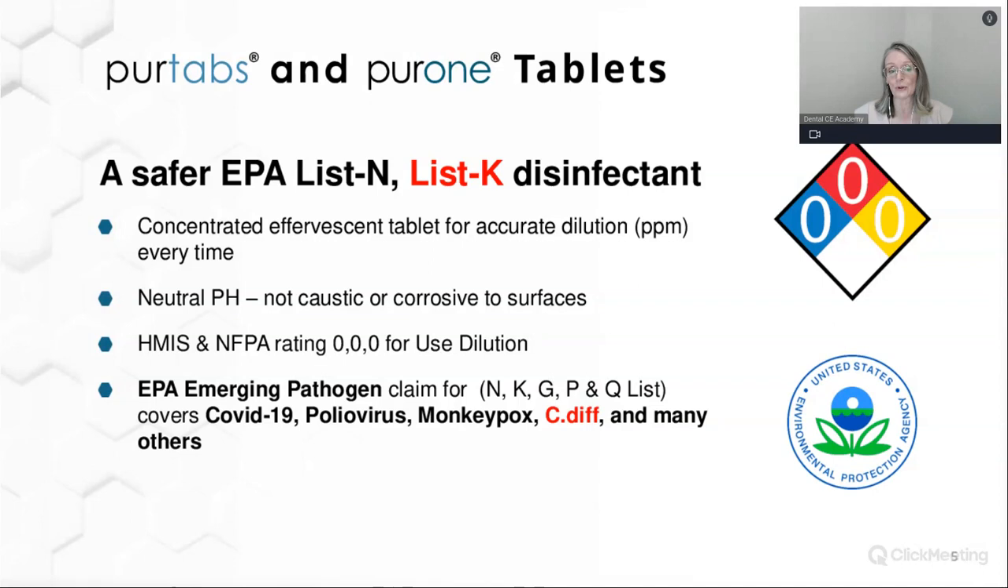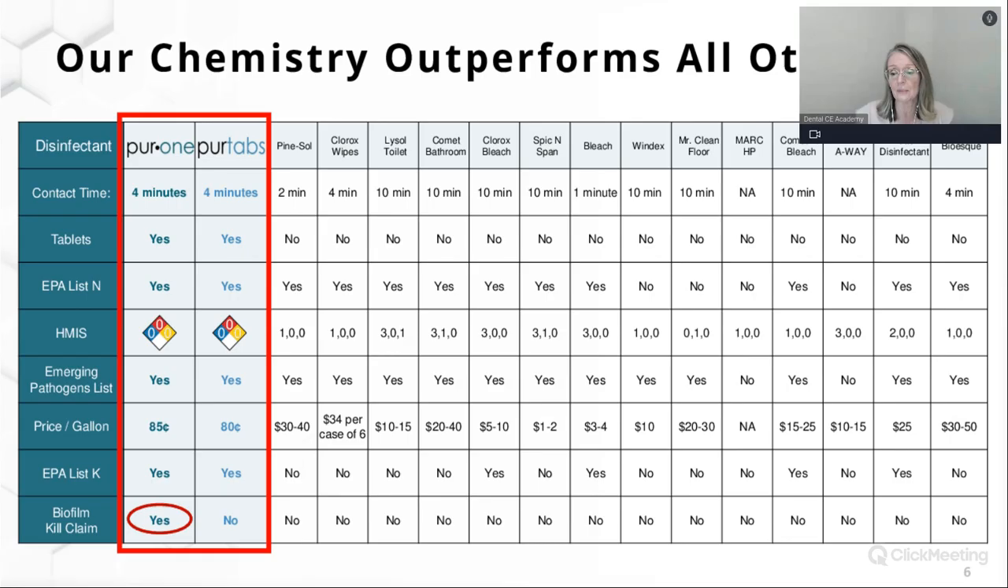Neutral pH, so not caustic or corrosive to surfaces. The HMIS and NFPA rating 000, meaning it's non-toxic, and an EPA emerging pathogen claim for SARS-CoV-2, poliovirus, mpox, C. diff, and many others. So the chemistry here outperforms all others. And you'll note down here the biofilm kill claim for the Pure One tablets that you use with the wipes. The only one.